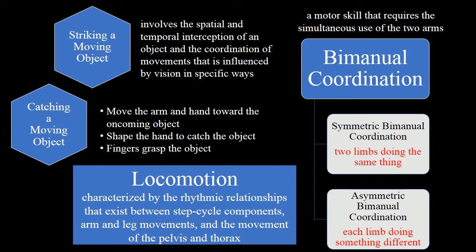Locomotion, also referred to as gait, is defined by the rhythmic relationships that exist between step cycle components, arm and leg movements, and the movement of the pelvis and thorax. In order to understand the rhythmic structure of locomotion, one must consider high-level nervous system involvement, musculoskeletal dynamics and environmental interactions.